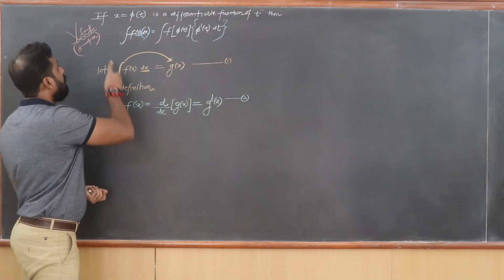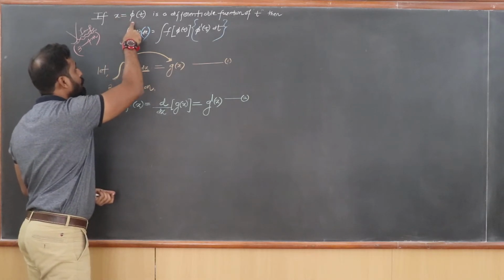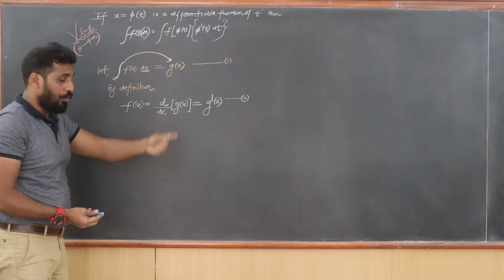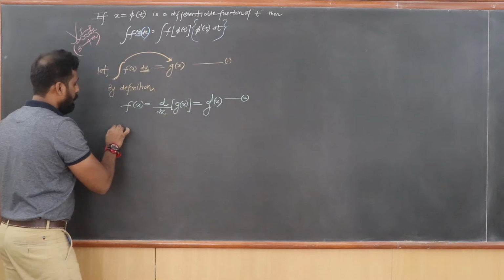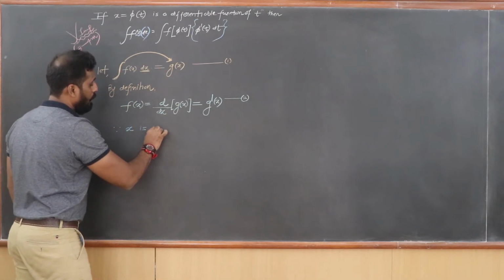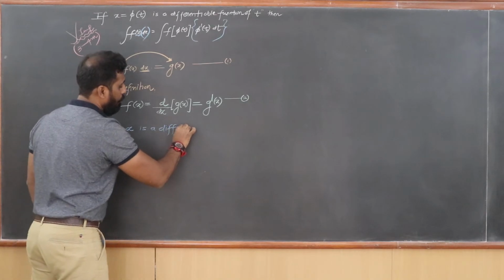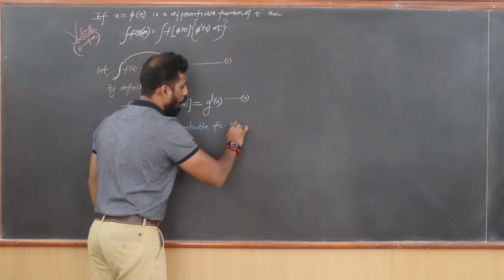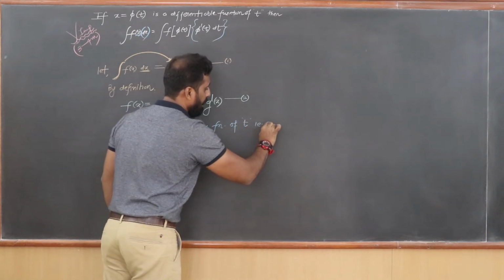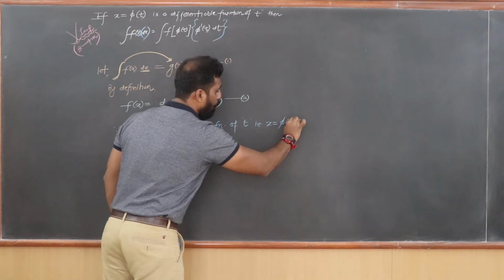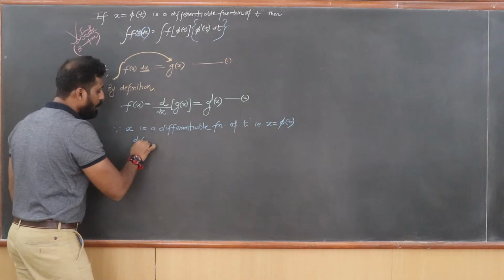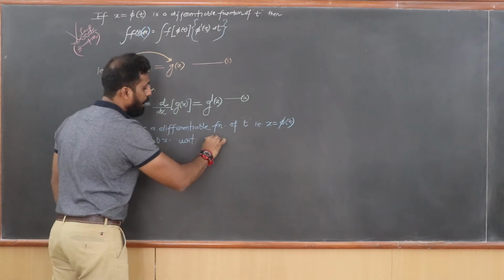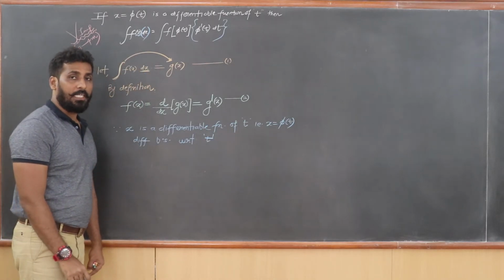What do you know about x? x is a differentiable function of t. The statement is already telling us that x is a differentiable function of t. I am writing it down. Since x is a differentiable function of t, he is telling me this x equal to phi of t. Can I differentiate both sides, let us say, with respect to t? I will differentiate both sides with respect to t.